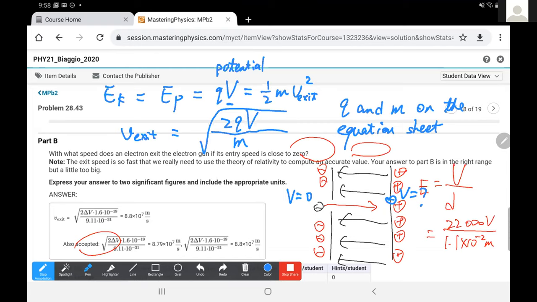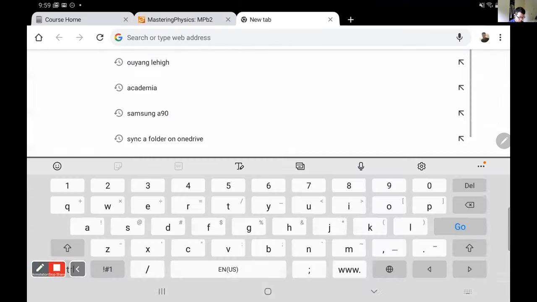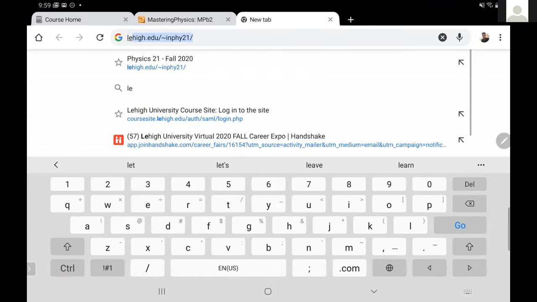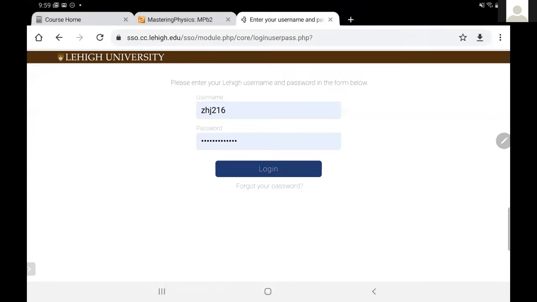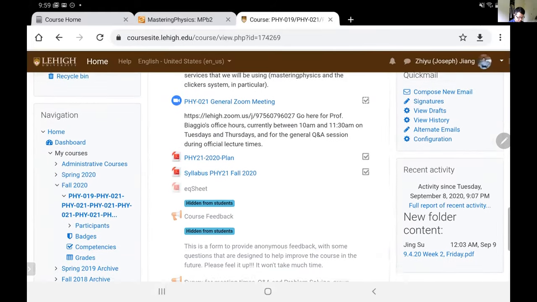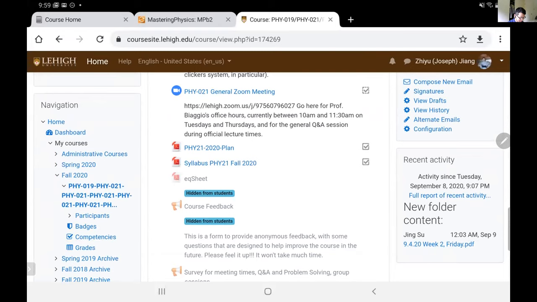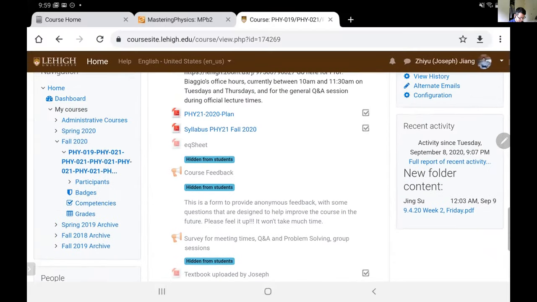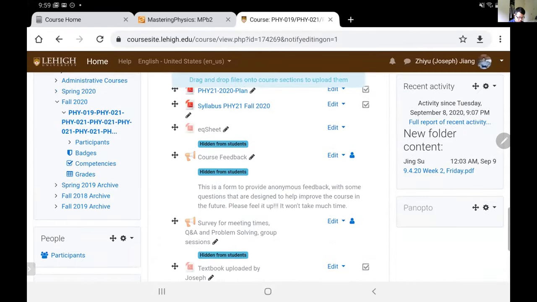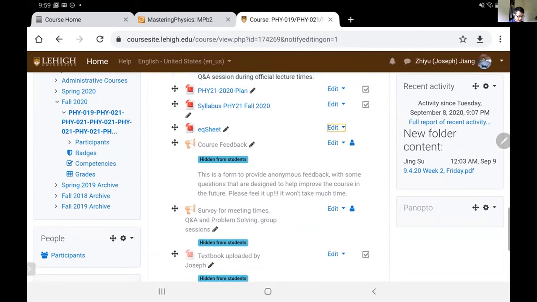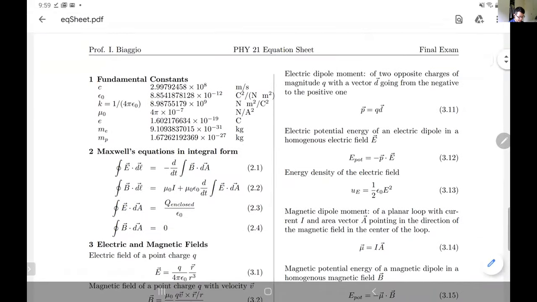Where do you find the equation sheet? Course site, I think. Let me check. Course site. Just hide them for you. So I opened it for you. Hold on. Okay, now you can see. Thank you. If you open the equation sheet, you see.